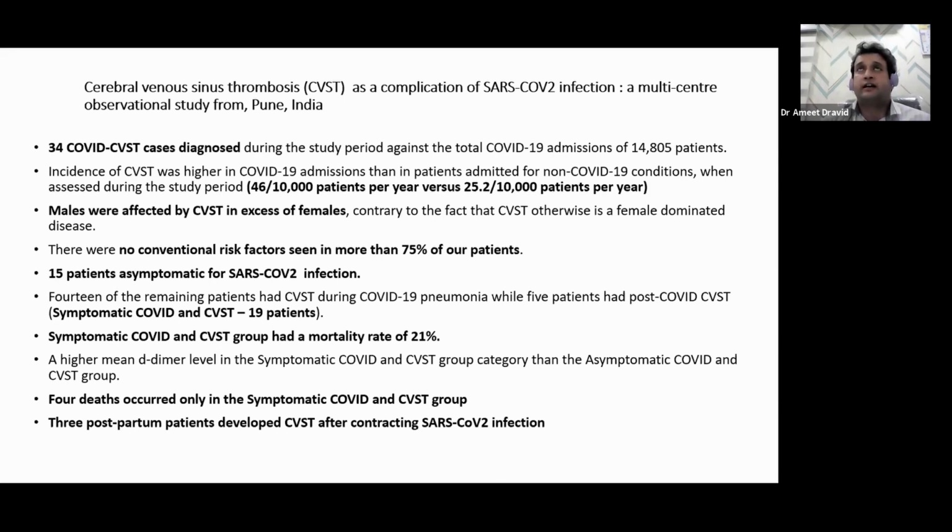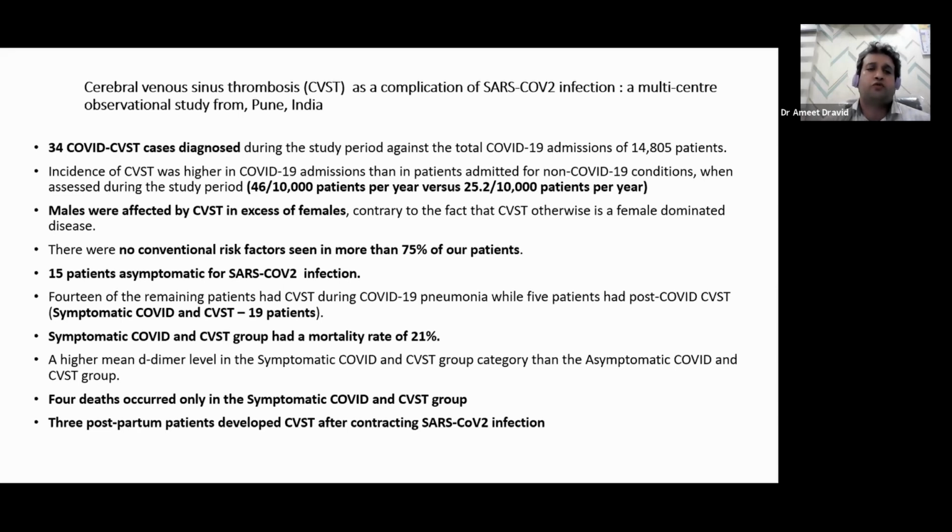To our surprise, males were more affected by cerebral venous sinus thrombosis than females, although CVST is known to be a female-dominated disease, and there was no conventional risk factor seen in more than 75% of patients. Conventional risk factors like pregnancy, alcohol abuse, and anemia were seen in only 25% of patients. Out of these 34 patients, 15 had symptoms of cerebral venous sinus thrombosis but were asymptomatic for COVID infection. So when they were worked up for cerebral venous sinus thrombosis, positivity for SARS-CoV-2 was an incidental finding, while 19 patients had symptomatic COVID infection and symptomatic CVST.